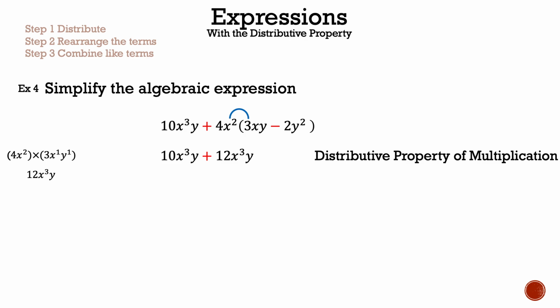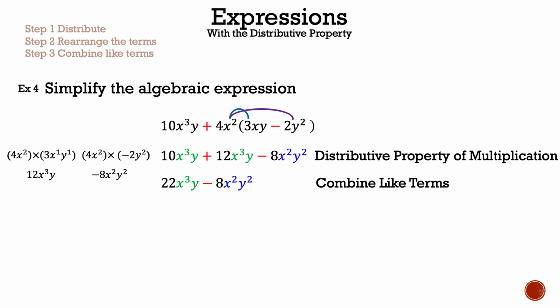Now we're going to go ahead and move on to the next term, which is minus 2y squared, and so that gives us 4x squared times negative 2y squared, and the result of that is negative 8x squared y squared. Now we can go ahead and color coordinate the terms, and since the like terms are right next to each other, we don't need to rearrange anything. And now we can go ahead and add the 10 and the 12 to give us 22, and so we have our final answer, which is 22x to the power of 3y minus 8x squared y squared.